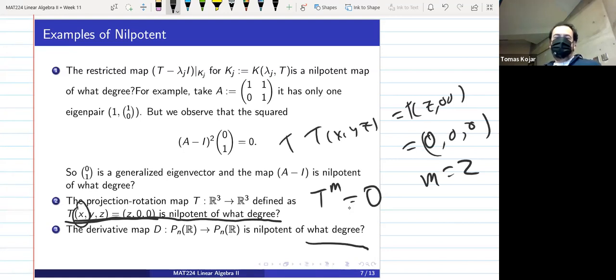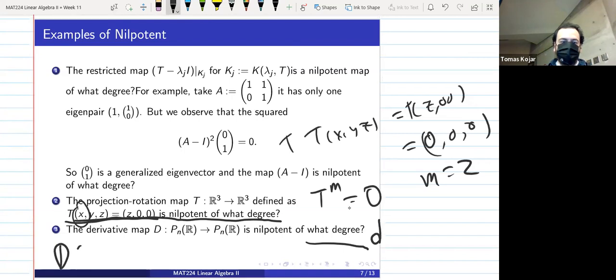Can Zoom people again tell me, and yeah, they can hear you, what is the degree here for the derivative? Okay, decide. What is it? Oh, yeah. So, why is it n? Is it n? Okay, let me check.